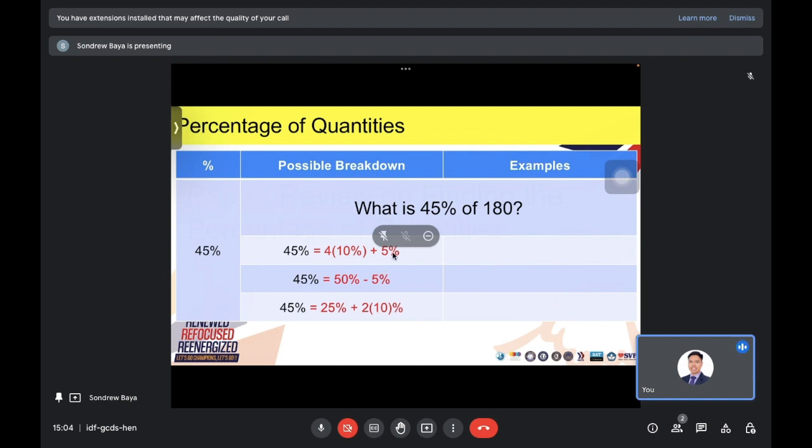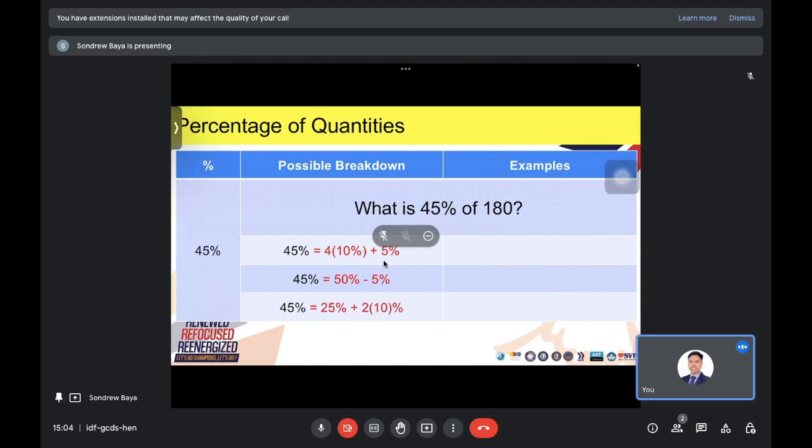Now, by the way, 5% here is not a common percentage, but since 5% is half of 10%, you could actually just get 10% and then get half of it to get 5%. All right? So let's begin. If we go for the first breakdown, we need to find 10% and 5%.